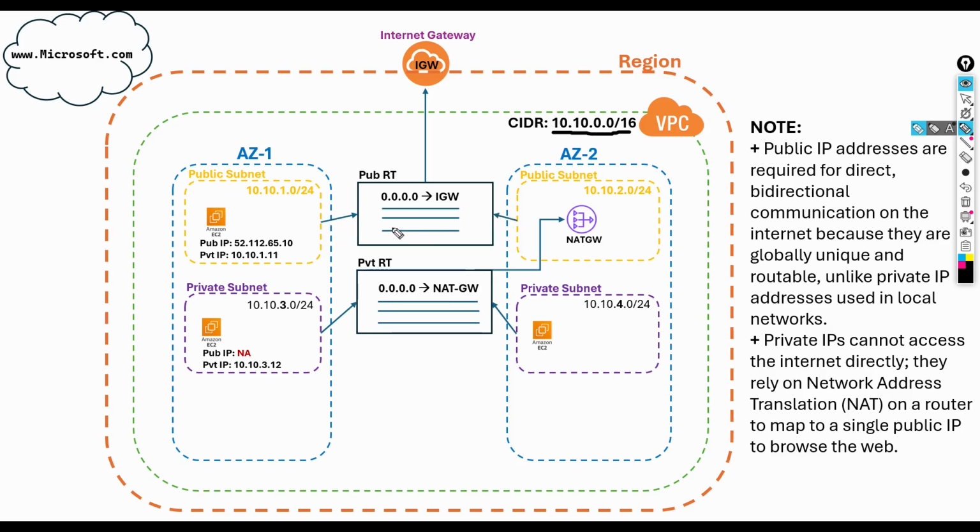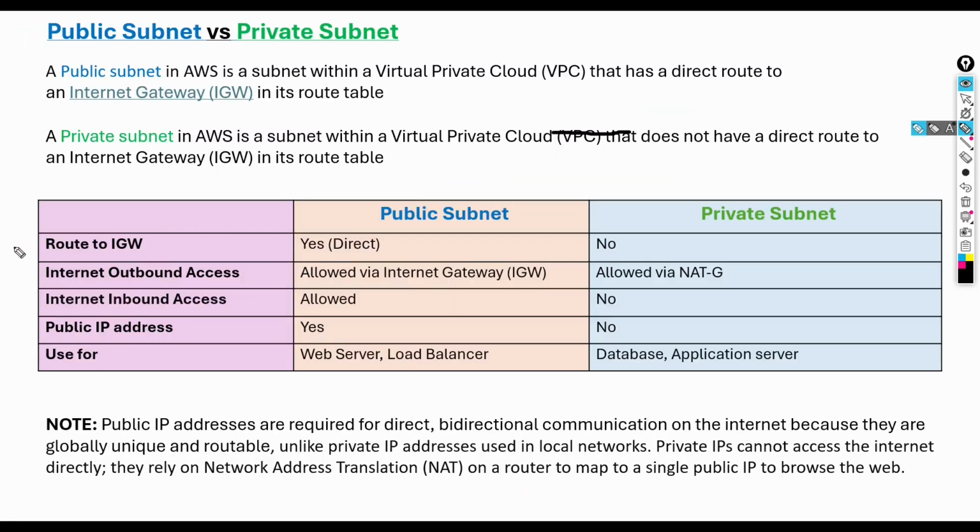If you see this arrow, it means these two subnets are associated with this route table, and the private subnets are associated with this private route table. So there are two route tables I have mentioned. The first point is the route to the internet gateway. In a public subnet, yes, there is a route towards the internet gateway. In a private subnet, there is no route towards the internet gateway.